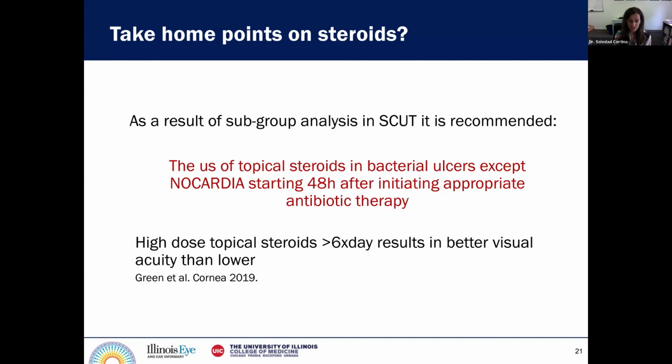There are some other data, and there are a few studies out there now showing that maybe we didn't see a significant result in the SCUT study overall because the dosing of the steroids wasn't enough. When they compare low dosing, like twice a day, of topical steroids with high dosing, more than 6 times a day, they saw that those who had a higher dosing of the steroids had significantly better visual acuity. These are not large studies like the SCUT study, but it's a concept that's beginning to gain traction, and we are going to need to look at it in further studies to confirm exactly what the optimal dosing is for those topical steroids in bacterial keratitis.